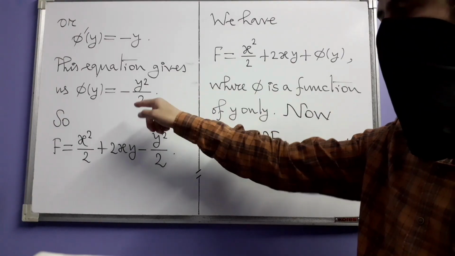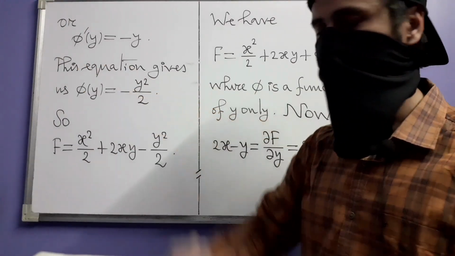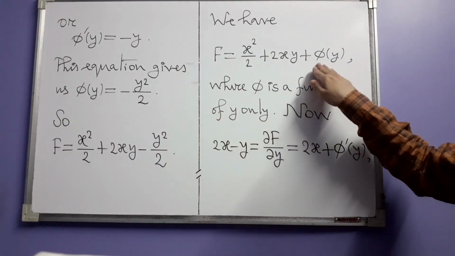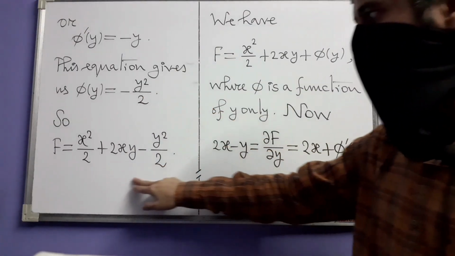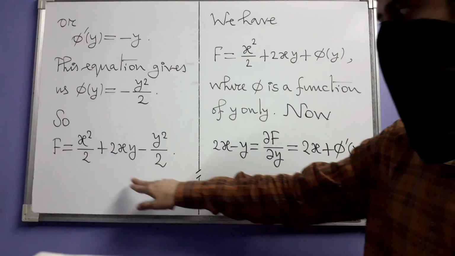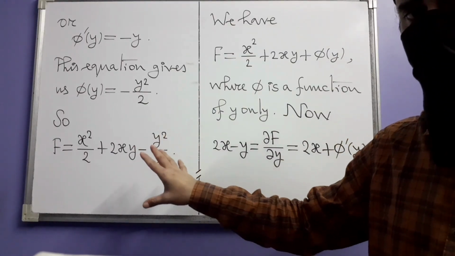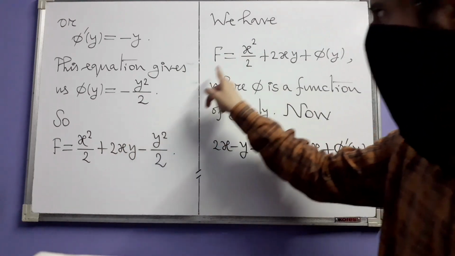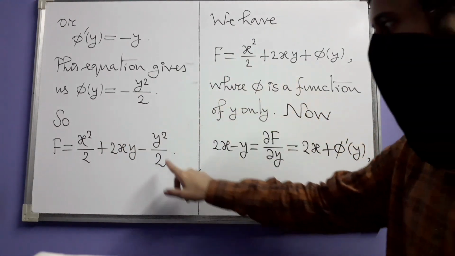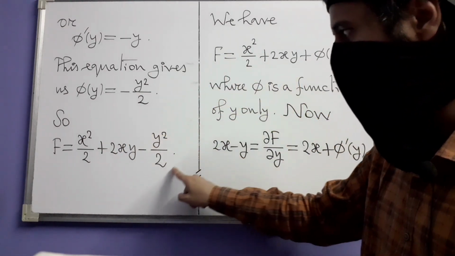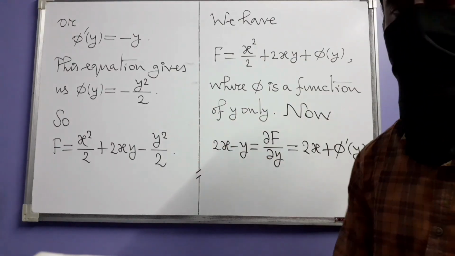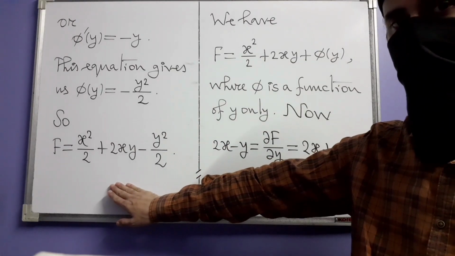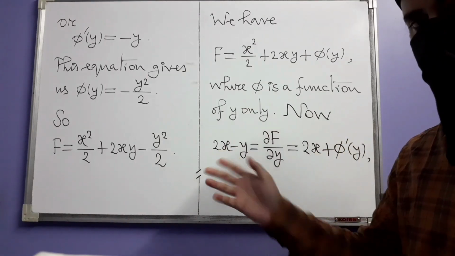So this is one of the possible phi's, and using this phi back here, you get f completely as this expression, which itself is a function of x and y both: x squared divided by 2 plus 2xy, which were present earlier, and now you know that in place of phi you can take this one, minus y squared divided by 2. Is this the solution? No, this is not the solution. The solution is a slightly different equation.